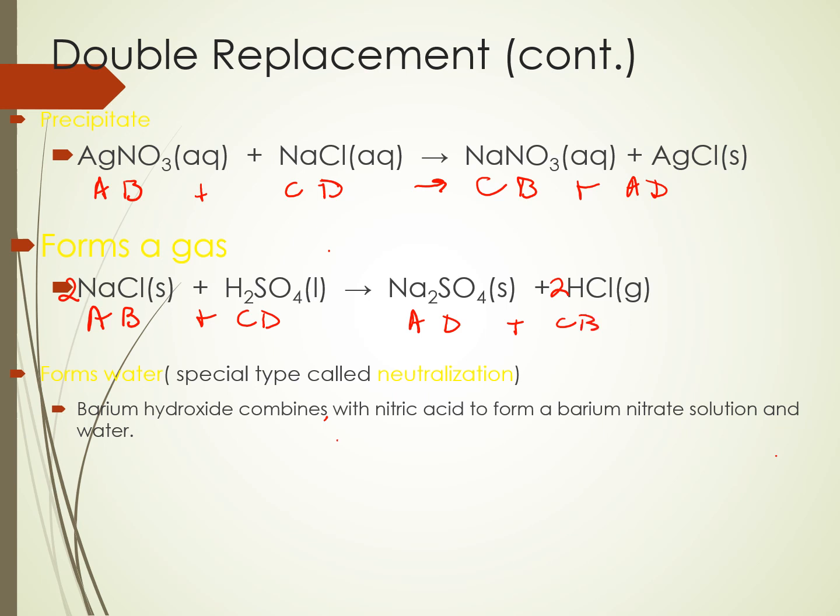So the last type again, that special type, which is the neutralization reaction: we have the barium hydroxide combining with nitric acid to form a barium nitrate solution and water. In this case, the barium hydroxide, any hydroxide that you have, is your base. You obviously have the nitric acid, so you always have a reaction of an acid plus a base forming a salt, which is just any ionic compound, and water.